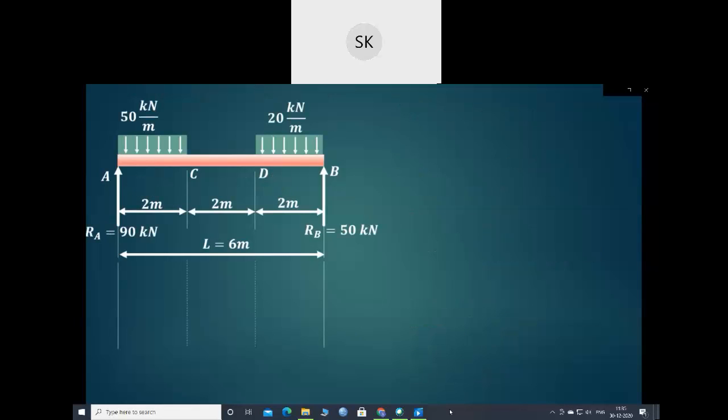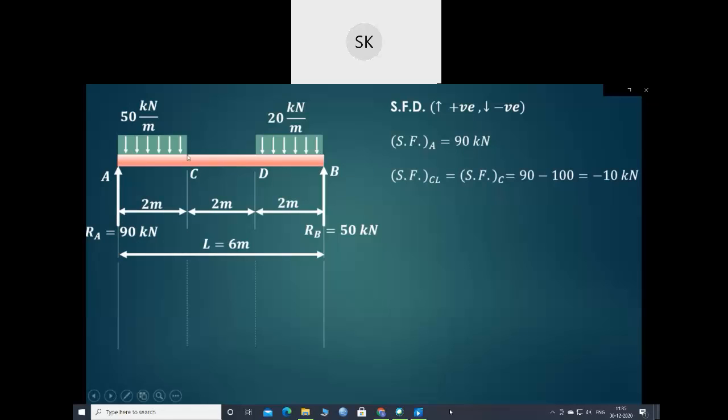Now we have to draw the shear force diagram. The conventions for drawing the shear force diagram are: upward forces are considered as positive, whereas downward forces are considered as negative. So shear force at A will be 90 kilonewton, and this is acting in the upward direction, so it is positive.